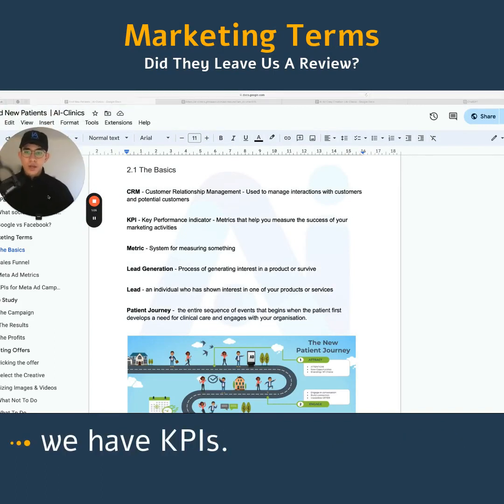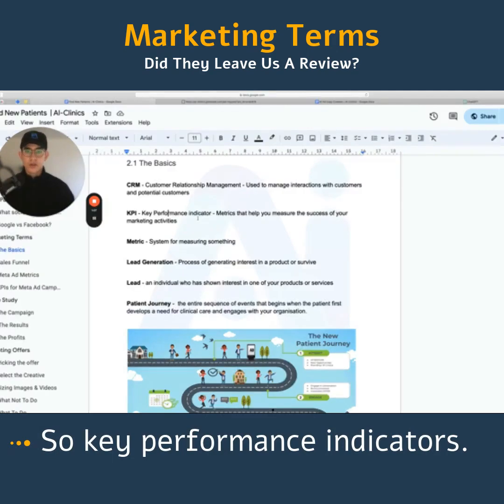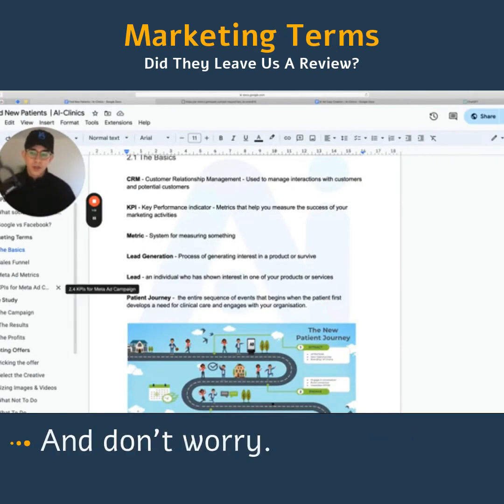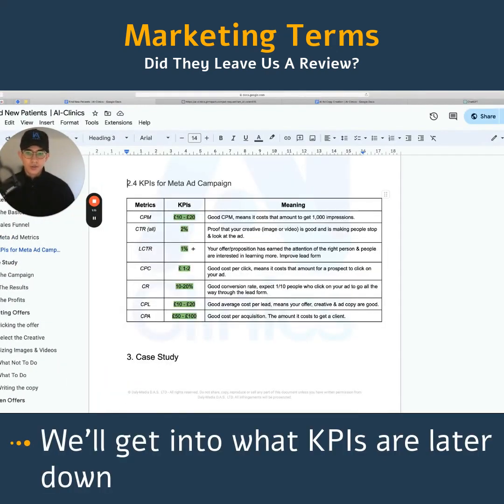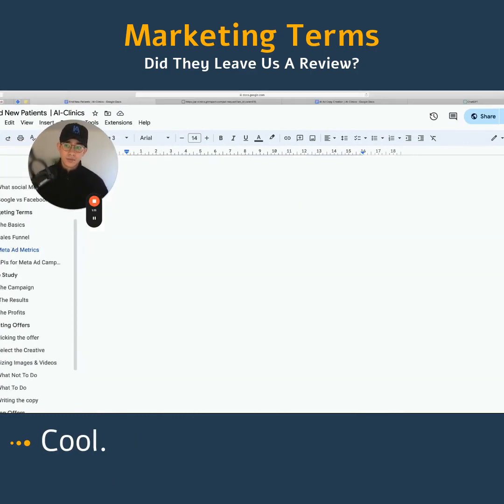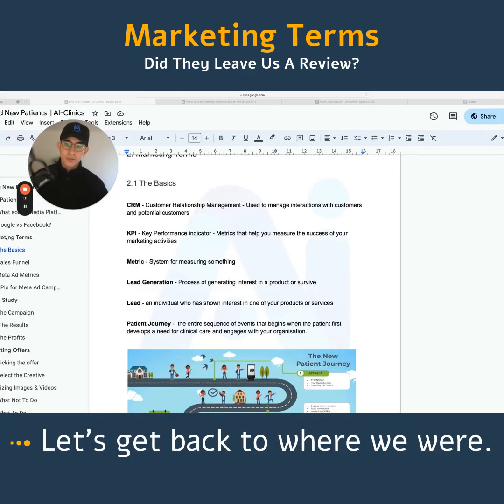Cool. Next, we have KPIs. Key performance indicators are metrics that help you measure the success of your marketing activities. And don't worry, we'll get into what KPIs are later down the line.